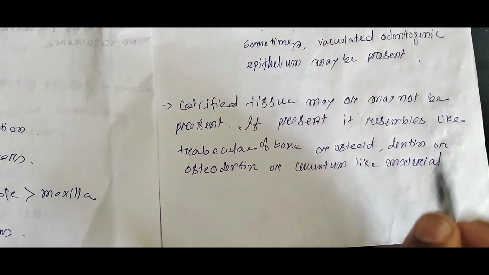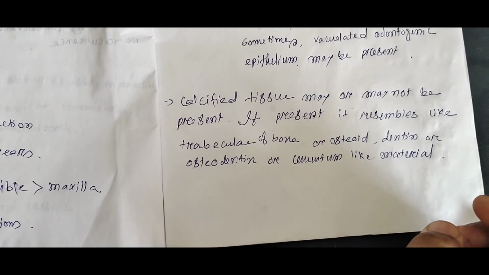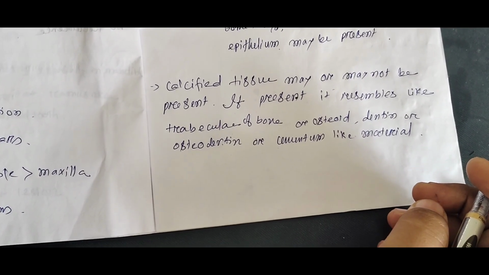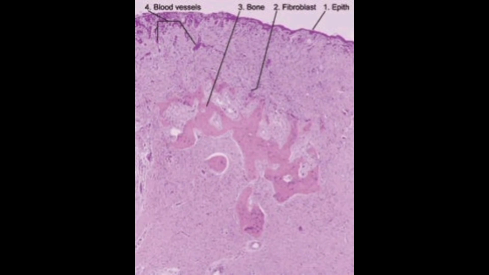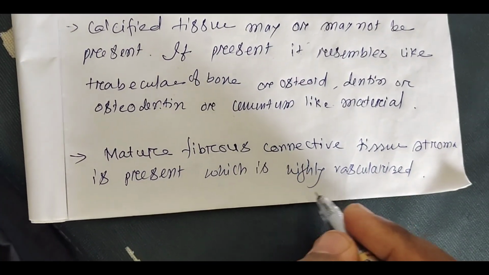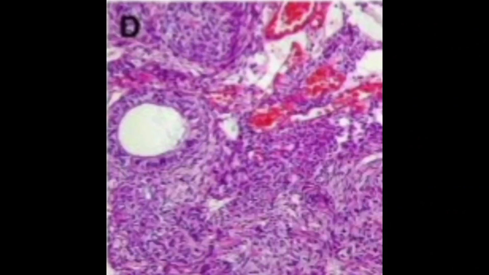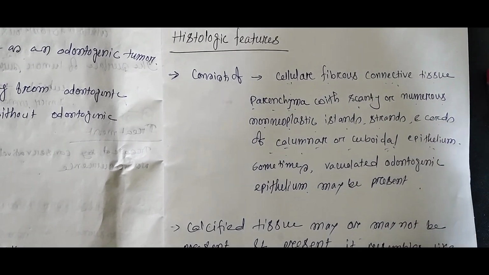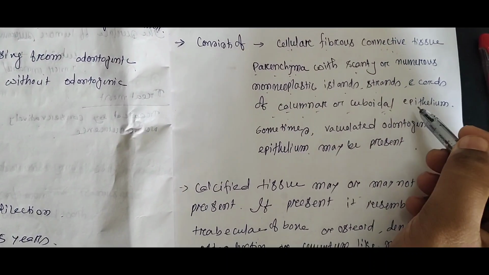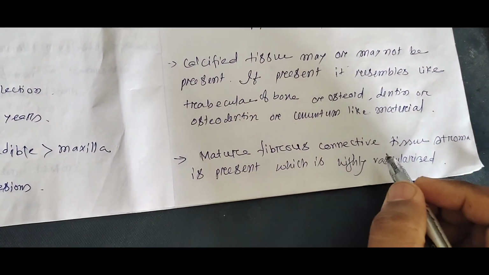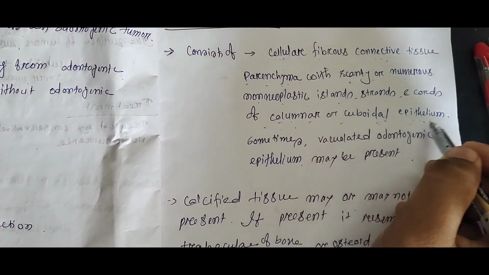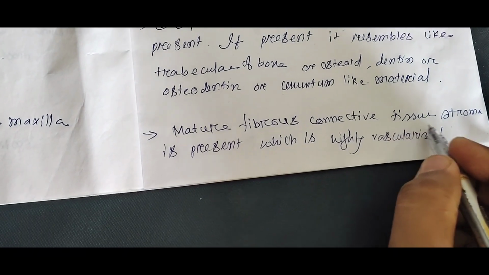Calcified tissue may or may not be present. If present, it resembles a trabecula of bone or osteodentine or cementum-like material. Here you can see the trabecula of bone. Mature fibrous connective tissue stroma is present, which is highly vascularized. That means in histological features we found connective tissue, epithelium, and mature connective tissue stroma. That is parenchyma, connective tissue, columnar or cuboidal epithelium, and mature connective tissue stroma.